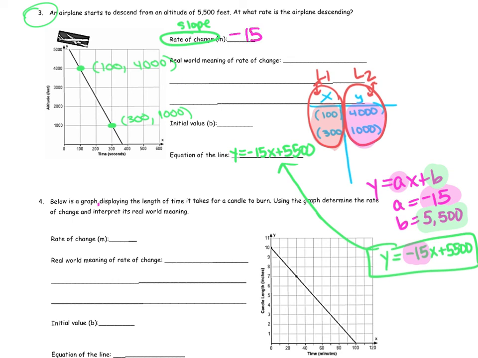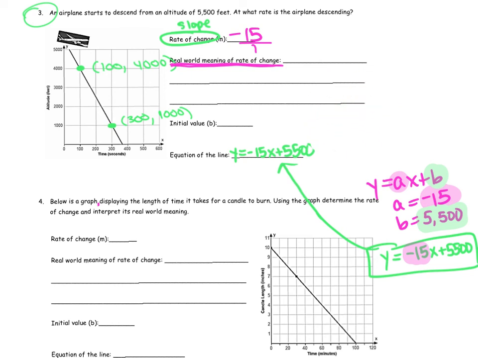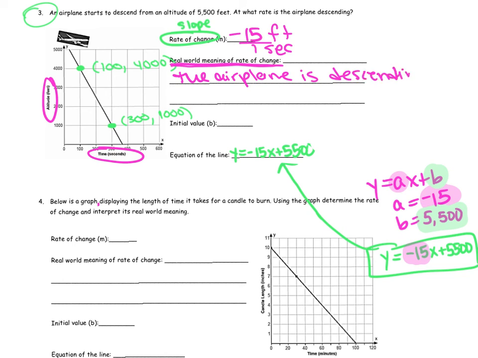Now, if I asked you for the context of what this means, well, guys, really we can write this as negative 15 over 1, right? I'm just going to erase some stuff just so it's not so busy. Okay? So if we know that's really negative 15 over 1, remember it's the change in y over the change in x. So we have the change in 15 feet over 1 second. So we can see that this airplane is descending 15 feet a second.